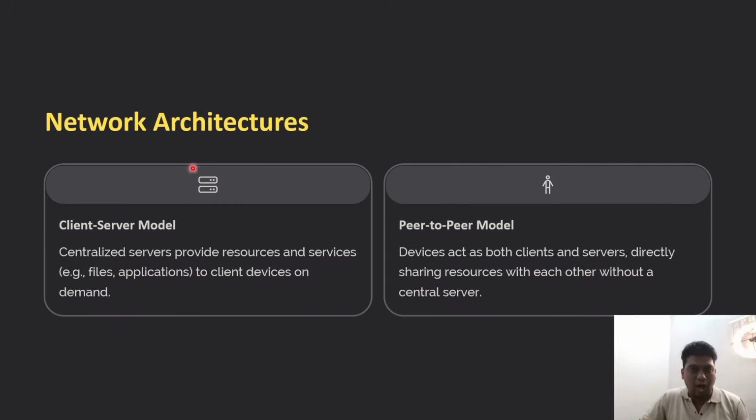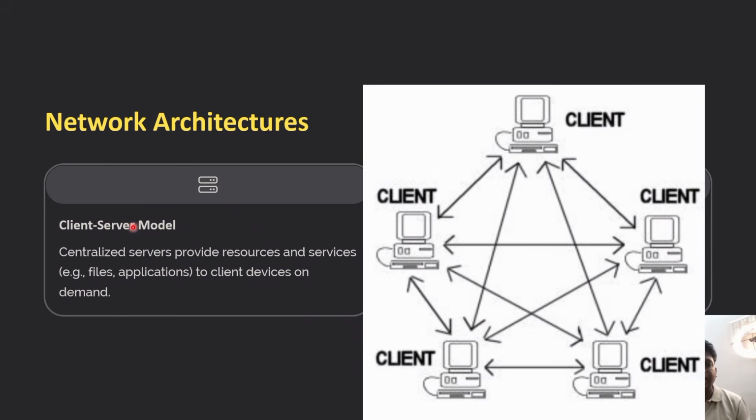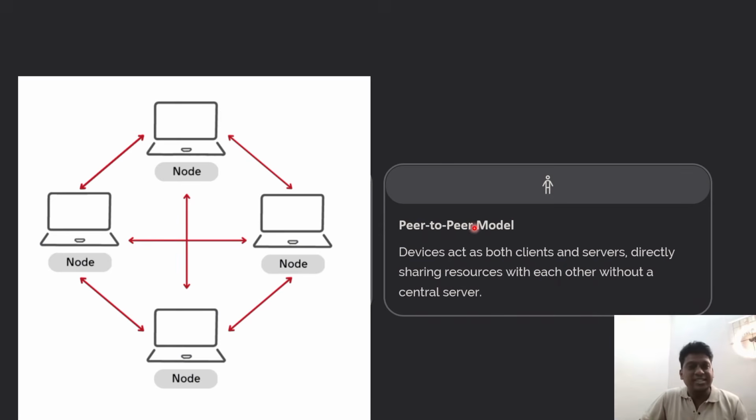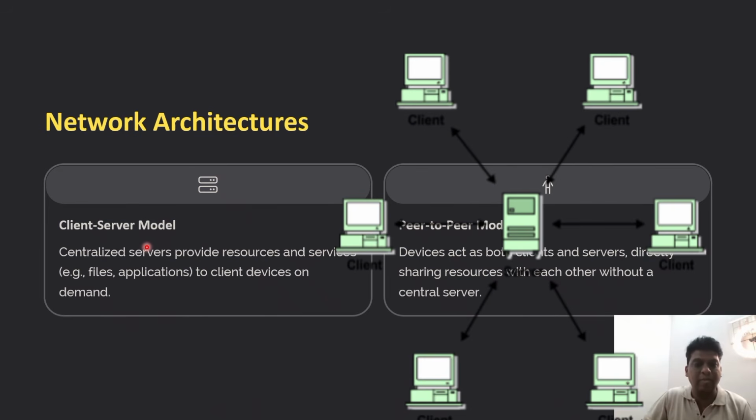The main types of network architectures are the client-server model and the peer-to-peer model. In the client-server model, a central server provides resources and services to client devices based on demand. In the peer-to-peer model, the devices act as both client and server, directly sharing resources with each other without a central server.